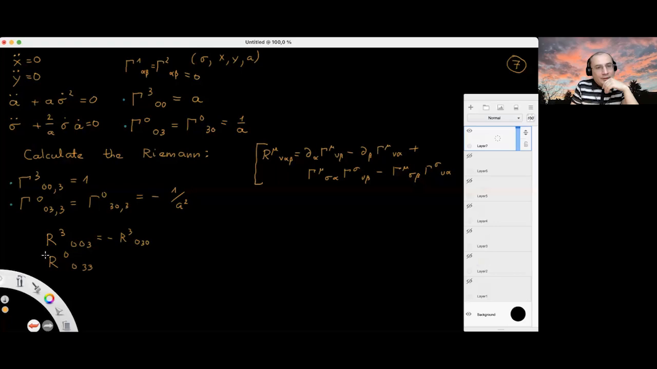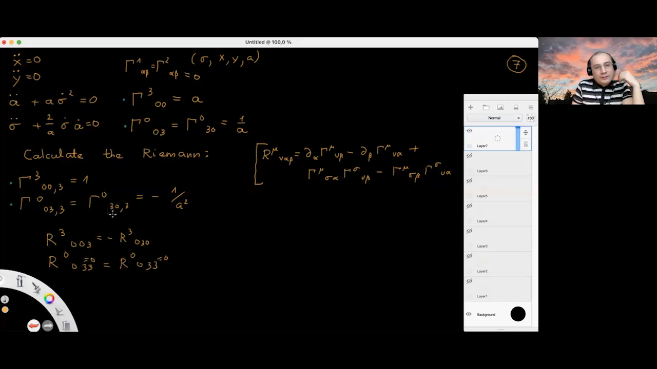In this one over here, but this one is by definition zero. It could also appear here as a minus, and then it would appear in gamma zero, zero. Then this would correspond to that one, to this one, but this is also zero. So this guy over here cannot contribute to the Riemann.